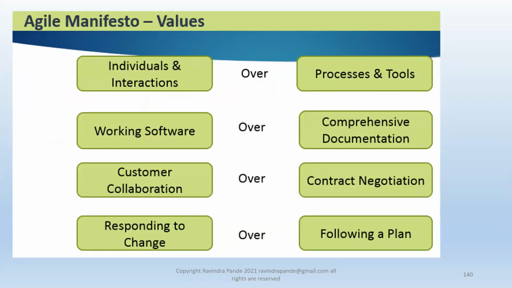And then we have discussed the agile manifesto values. We normally prefer interactions and individuals over process and tools. We normally try to build working software over comprehensive documentation. We normally work with customer collaboration over contract negotiation. We respond to change, we are flexible, rather than following a plan as we do in waterfall.